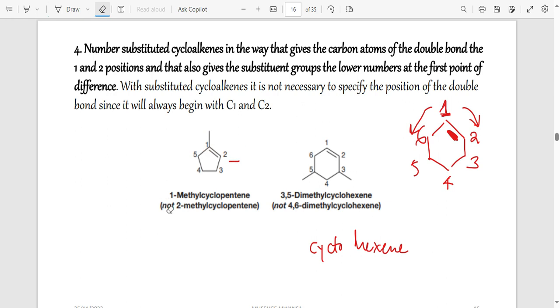So the name becomes 1-methylcyclopentene. You can see you have not even put the position of the double bond to say 1-methylcyclopent-1-ene, and we have not even put that.